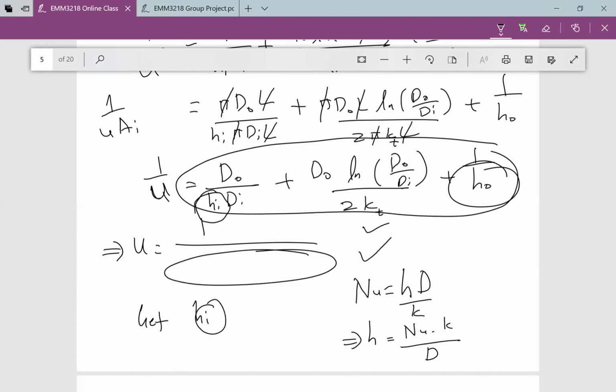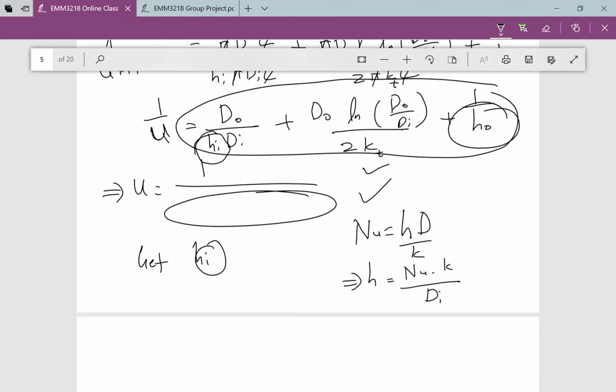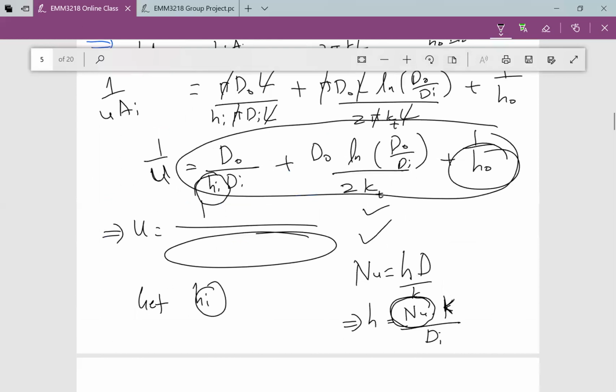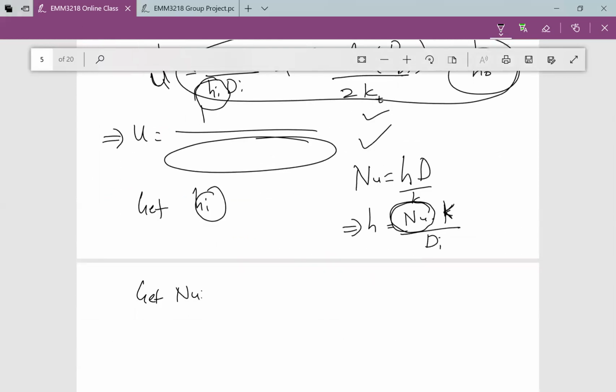So then h is the Nusselt number times the k divided by the diameter. Now this is talking about the inner tube. So it is D_i, the inner diameter of the tube. K is then the conductivity of the inner fluid, which is water, and k is given, right? So that's nice. So get Nusselt number. Okay, so to get Nusselt number, what do you need? So this is a review. To get Nusselt number, what do you do first? Find Reynolds number. Right, very good.